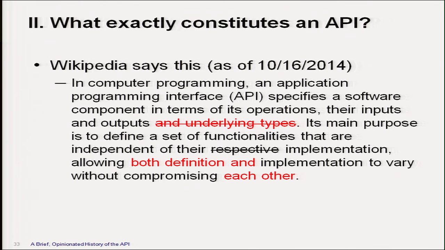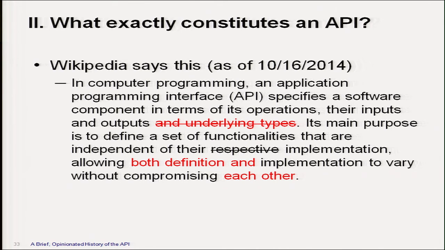In computer programming, an application programming interface, or API, specifies a software component in terms of its operations, their inputs and outputs, and underlying types. I think we should cross that out because types are only a part of it. There are a whole bunch of other things. You could say concurrency properties, types, preconditions, postconditions. So rather than trying to list everything, why don't we list nothing?